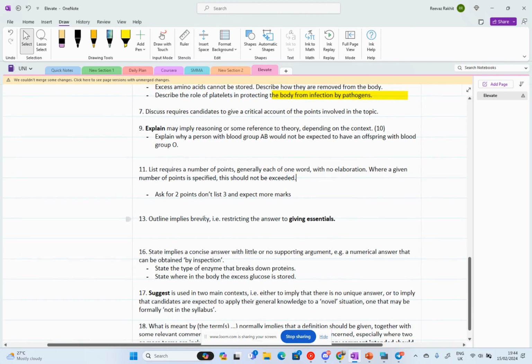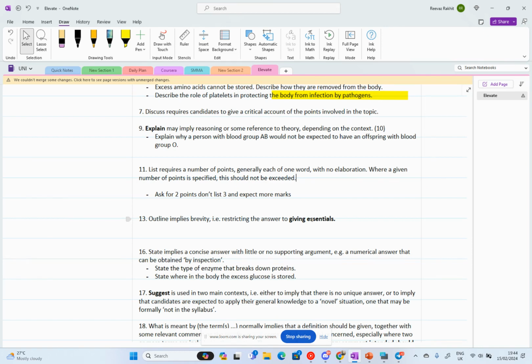Outline implies brevity, restricting the answer to giving essentials. Now, obviously you're confused what giving essentials means because you don't know what the essentials are. To be honest, when I did my O levels, I didn't know what giving essentials meant. Literally all my answers, I overwrote them. If the lines were 3 lines, I would write 4 and then something at the bottom. So it'll be a challenge to stick your answer to essentials.